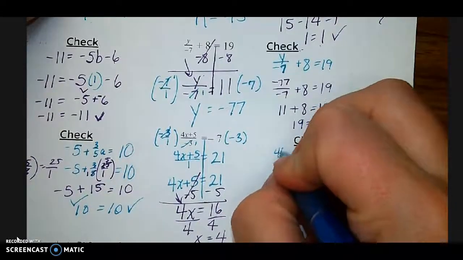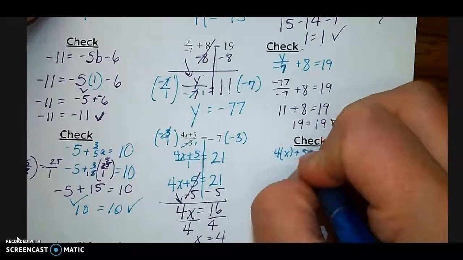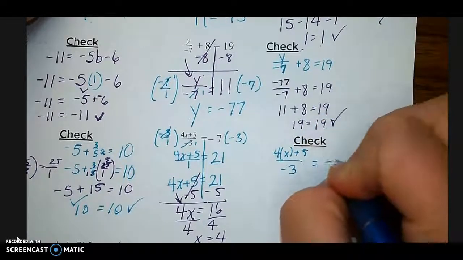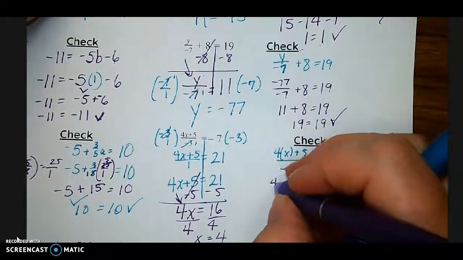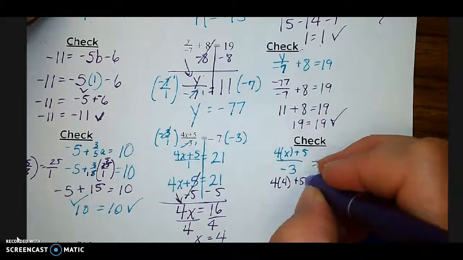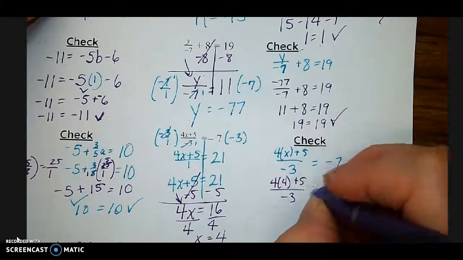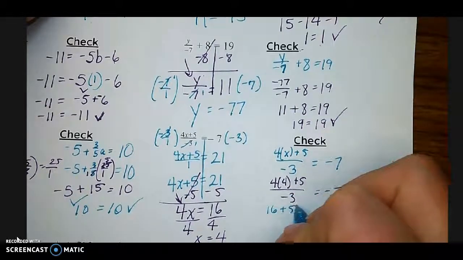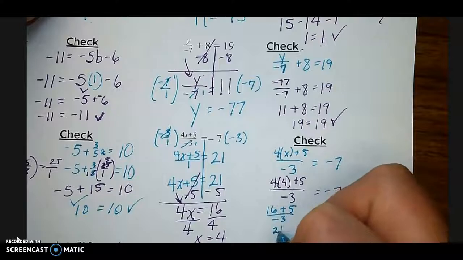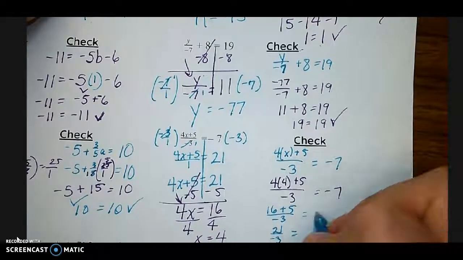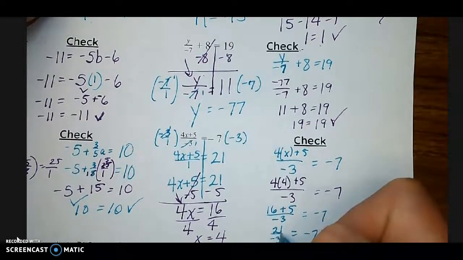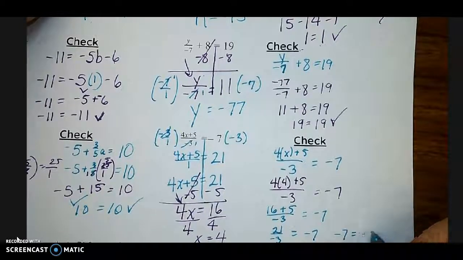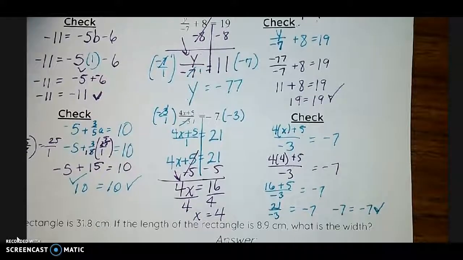When I come back over here to check out if that is actually my answer and make sure I am correct, 4 times 4 plus 5 divided by negative 3, will that equal negative 7? Well, on top we get 16 plus 5 divided by negative 3, so we get 21 divided by negative 3. And I can see that that's going to be negative 7 is equal to negative 7. And indeed, our answer checked out there.